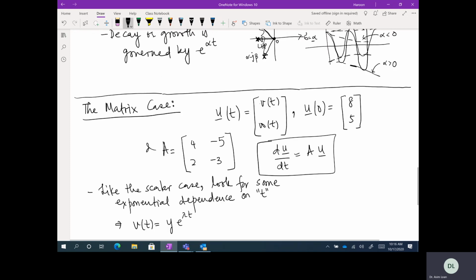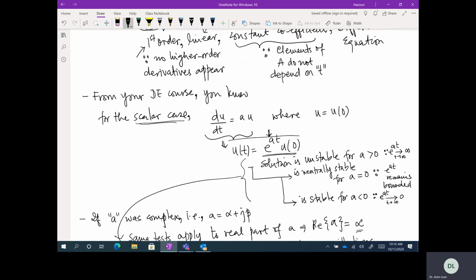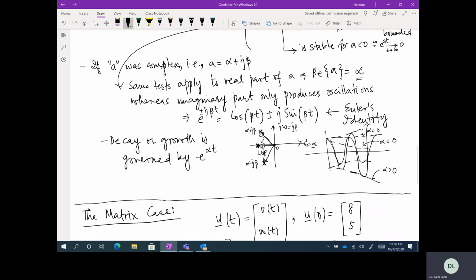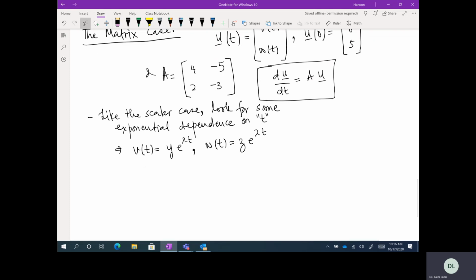Which simply means, let's say u of t is some x e^(lambda t). Because this u of t is some e to the constant t times u of 0, and this is the constant over here. And v of t is some y e^(lambda t), and w of t is some z times e^(lambda t). And we'll see what this lambda and y and z are.